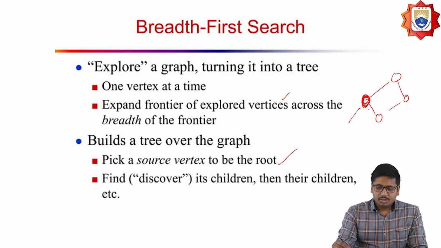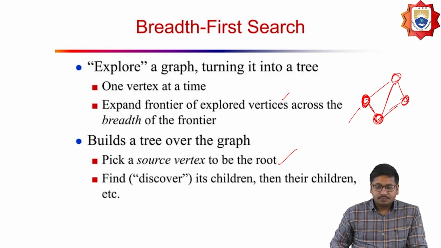So pick a source vertex to be the root here, and then find the children, the vertices adjacent to that one. Again, from that, we consider which nodes are going to be the children of that one.